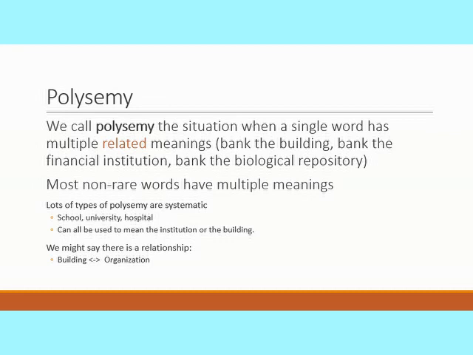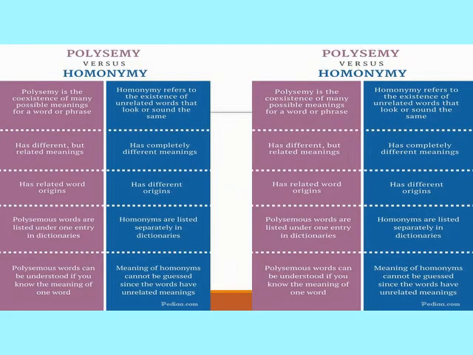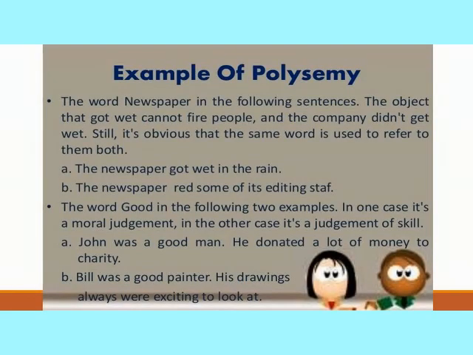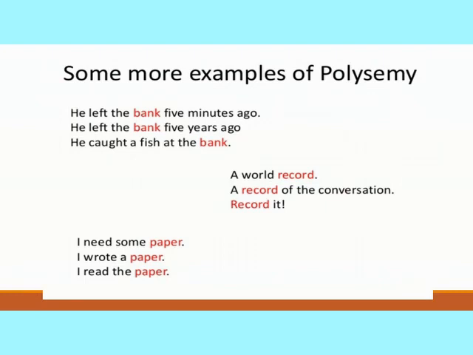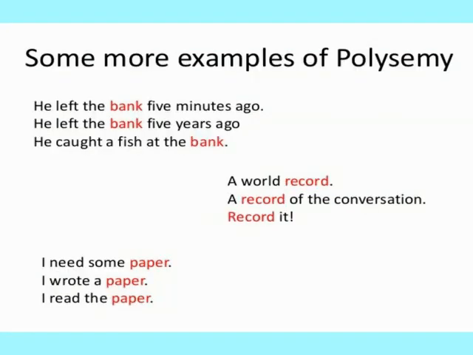There's a clear difference between polysemy and homonymy. You can see through this slide the differences. Examples of polysemy. The word good in the following two examples. In one case, it's a moral judgment. In the other case, it's a judgment of skill. John was a good man. He donated a lot of money to charity. Bill was a good painter. His drawings were always exciting to look at. So he used the word good in different contexts, but they're both applicable.